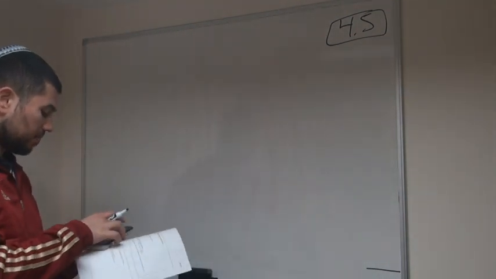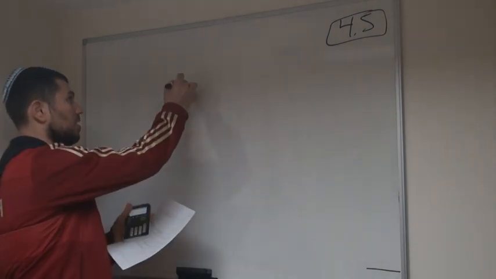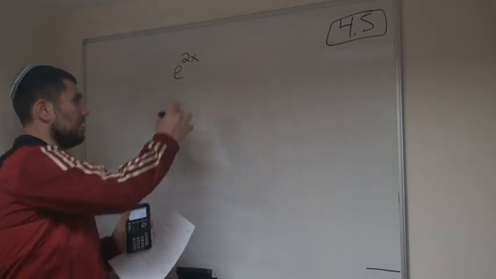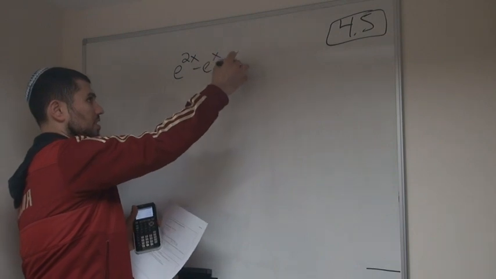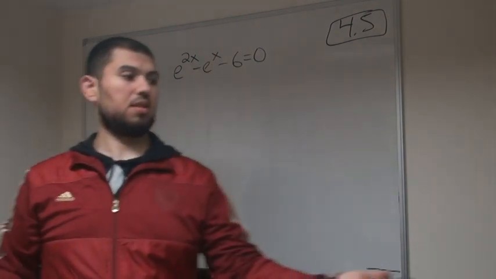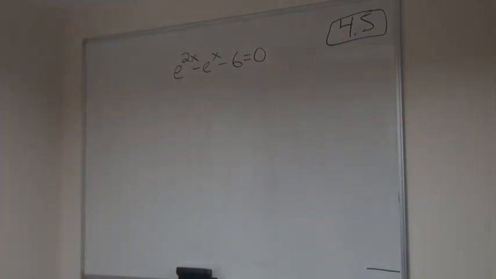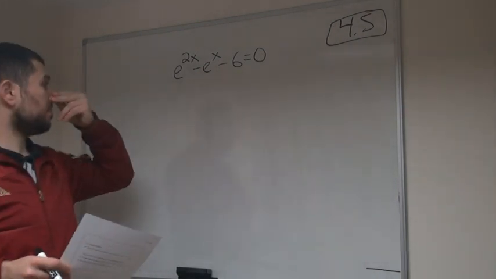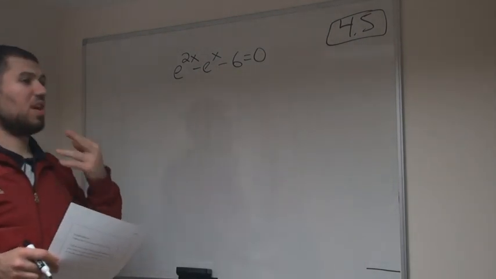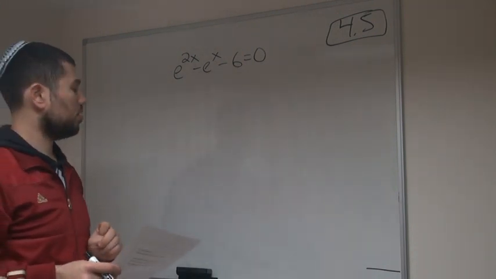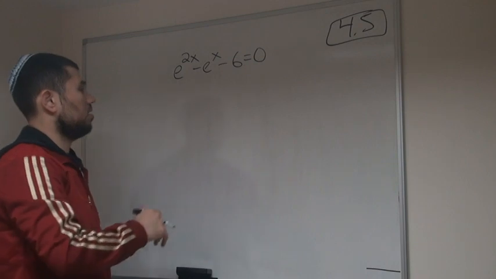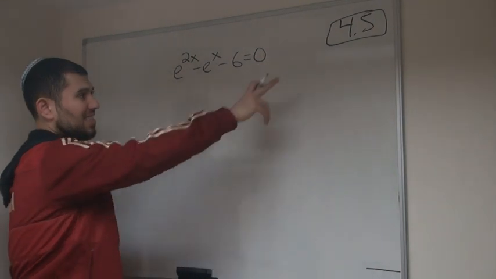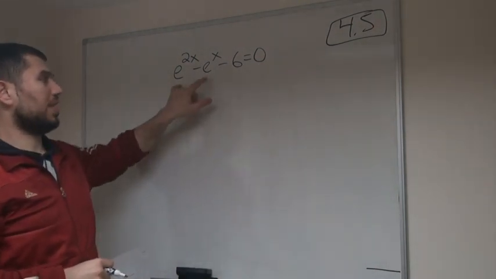Third problem. This one's a little different. E to the 2x minus e to the x minus 6. Here, if I try to go by rule, or step 1 of the rule, which is isolate the exponential expression on one side of the equation, I could kick the 6 over, but then I have two exponential terms.